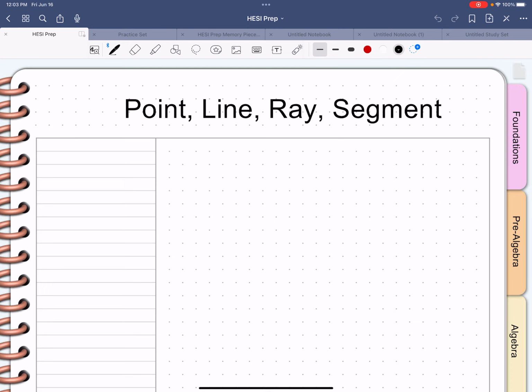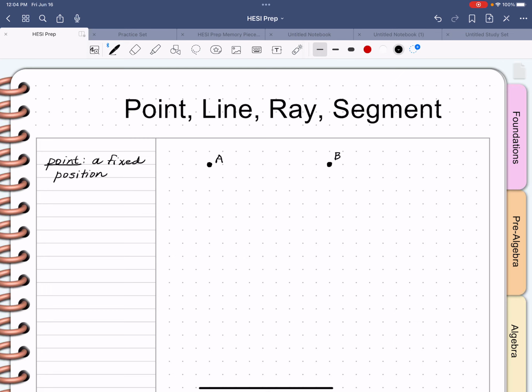Point is a pretty common word in English vocabulary, but point in geometry is simply a fixed position. It can be in space, it can be on a plane. We're just going to say it's a fixed position. So for example, here is a point. I'm going to call this point A. Here is point B.